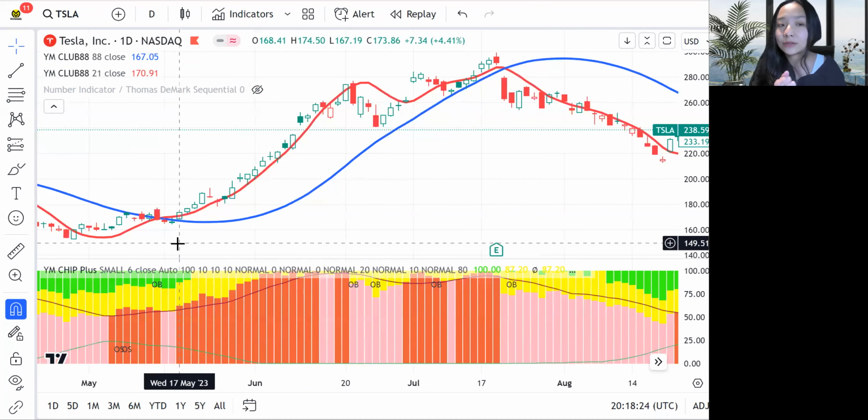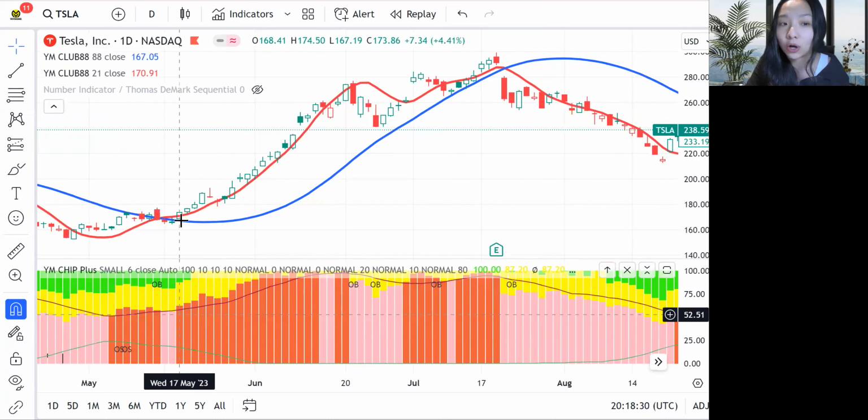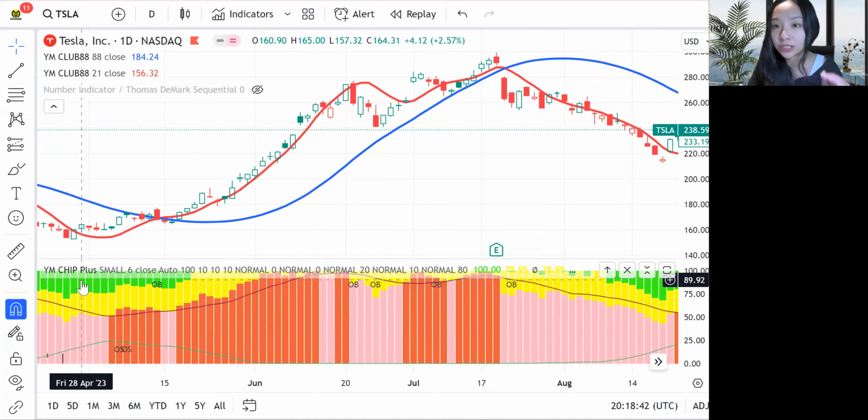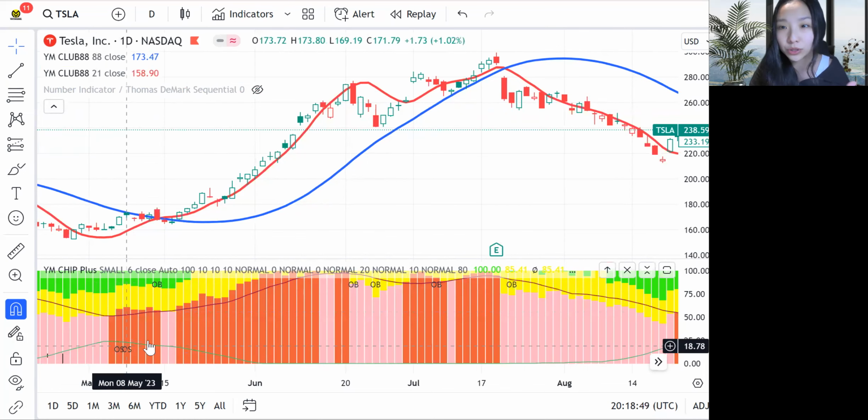And the second criterion is to use the YM cheapest indicator. On that candle, the red bar has to go above this purple line, because this indicator can tell us the chips coming in. Like, what are chips? It's like the organization. Let's say the red bar is the organization. So you want to follow them.